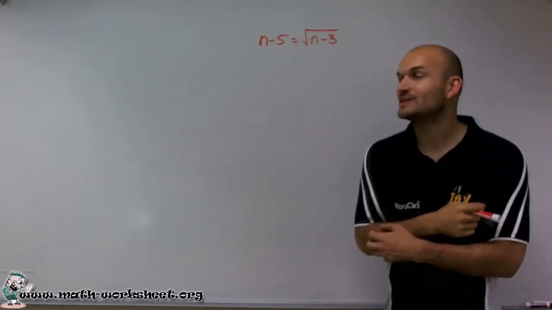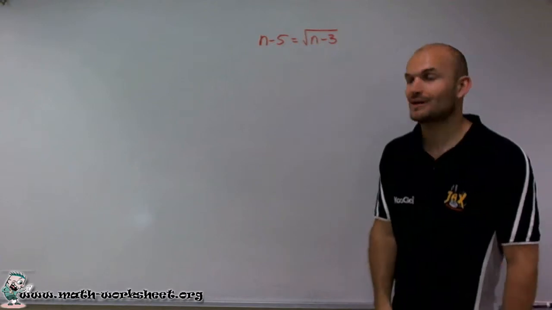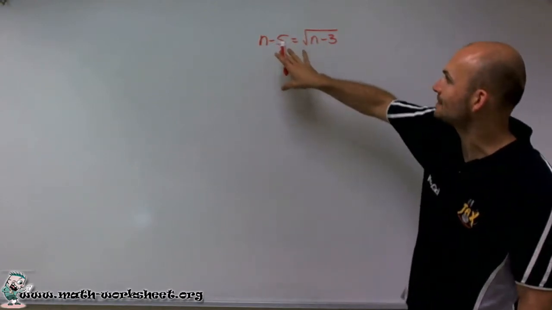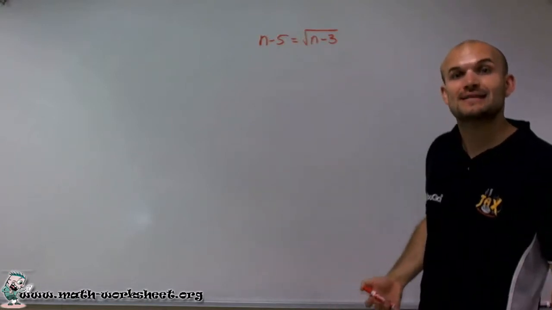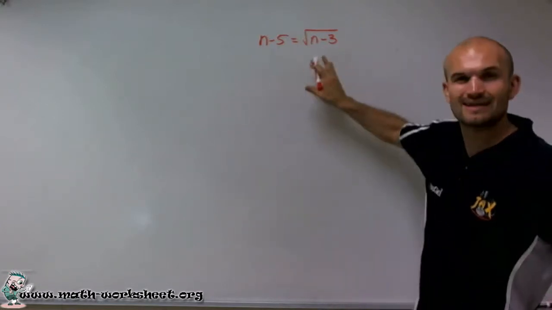So what we need to do for this is make sure we isolate our variable. And you can see we have a variable n on the left and on the right side of this equation. So I'm going to have to get them on the same side. But before I do that, I want to get rid of this radical.